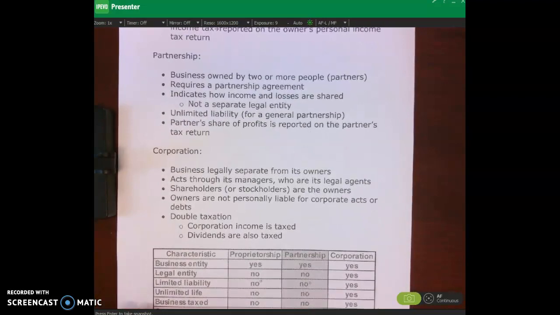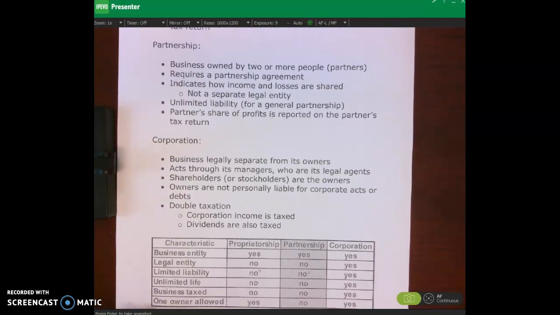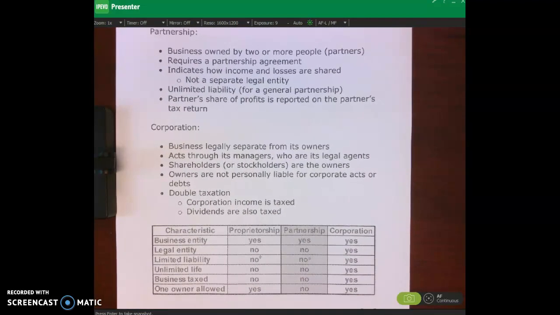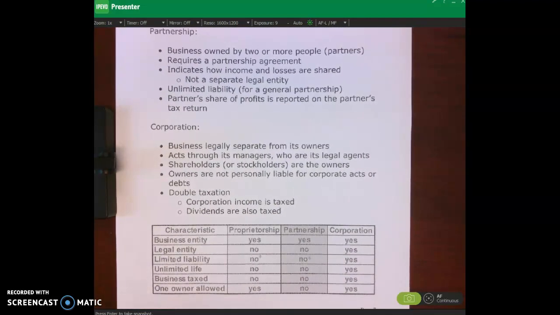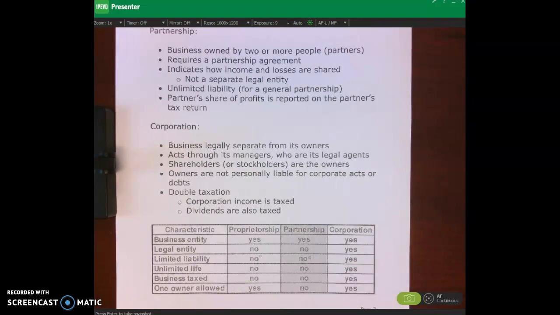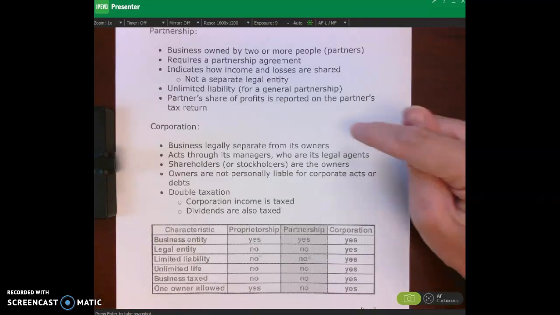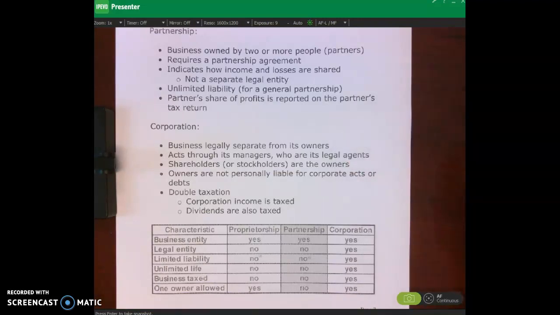A corporation, on the other hand, is a business entity that is separate, so legally separate from its owners. It acts through the managers who are its legal agents. So who are the managers? We could say the CEO, Chief Executive Officer, the Chief Financial Officer, the Chief Information Officer. Those are the ones that run the business. And the owners of the corporation are the stockholders or the shareholders. So when you buy stock in Apple, for example, you become an owner of Apple.